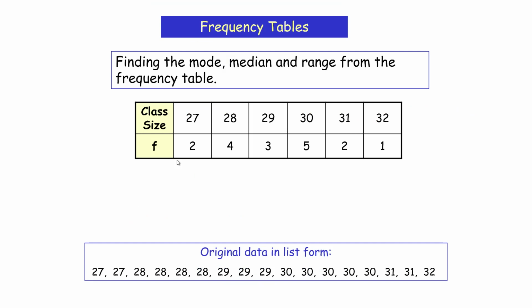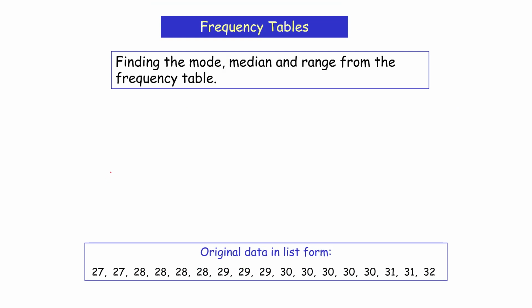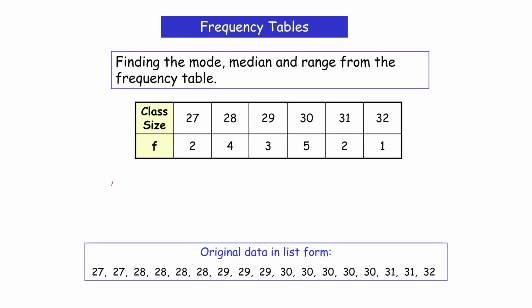Okay, so let's have a look at finding the mode, median and range from this table. Now we know the mode. Mode, that means the most common. So what's the most common number of classes? That's going to be 30. It's got the highest frequency.